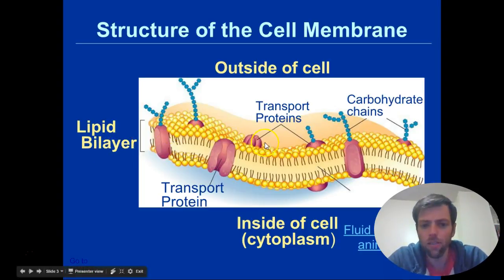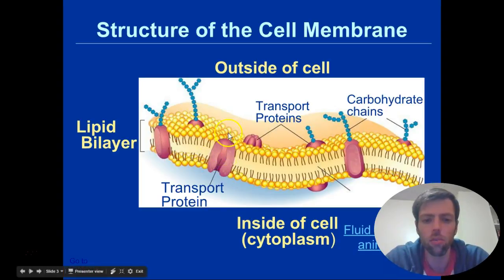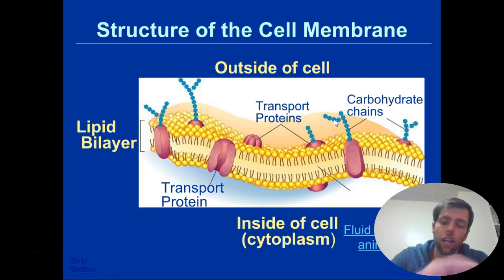So we have one layer of fats on the top, one layer of fats on the bottom. This purple guy right there, he's called a transport protein because he's a protein that, you got it, transports things through these two layers of fats. Here's some more transport proteins. They're a little bit farther back. And here's some things called carbohydrate chains because, you guessed it, they're a chain of carbs.